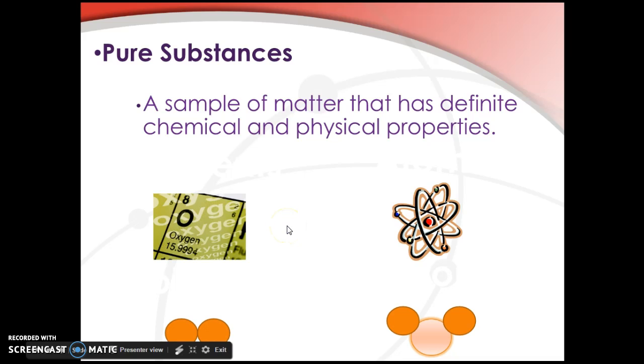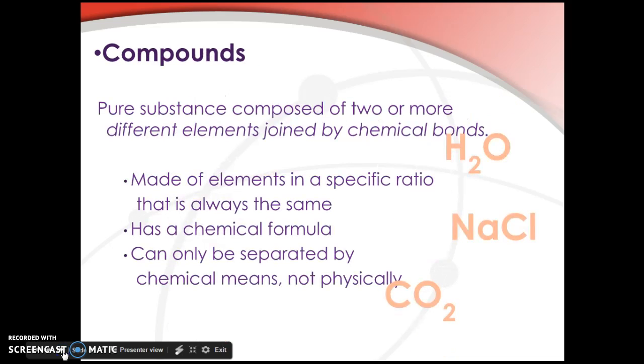So pure substances, you're going to see these 2 words together quite frequently. It just basically means that it's an element or a compound. It's made up of one thing. So for example, compounds can also be pure substances, like water. Every atom of water is water. So when you drink water, you're just drinking water, not anything else.